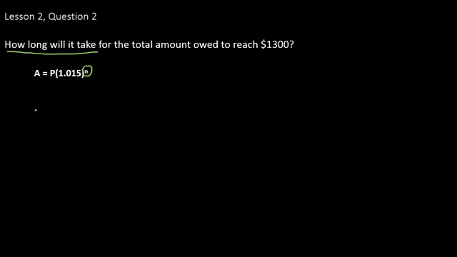They've told us that A, in this instance, is the total amount owed of $1,300. And we know from the previous question, P is equal to 1,000. That was the initial debt we started with. So starting with an initial debt of 1,000 and knowing that we end with a debt of 1,300, how many months will that take? So just as before, you have everything you need to plug into this equation.